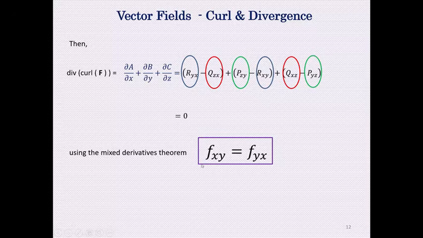And we recall the mixed derivative theorem, which says that Ryx and Rxy are equal. And because of the minus sign, we get 0 for the blue terms. And the same applies to the green terms and the red ones. So as expected, the outcome is 0. And we are done.